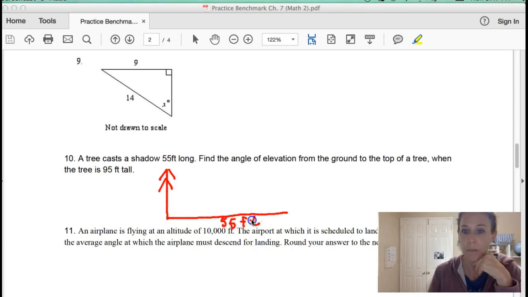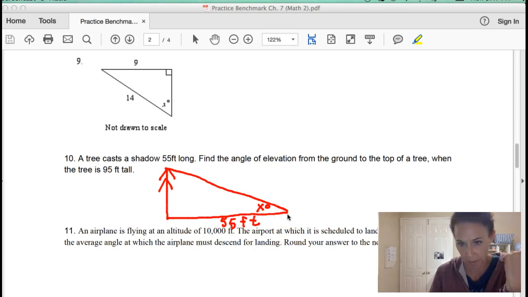And it says the angle of elevation from the ground to the top of the tree. So if I'm here at the ground to the top of the tree, we need to find that angle of elevation. So we'll call it x degrees. This would be if I was at eyesight with the ground. So I'm not a little person sticking up where I have to add to the top. It's just from the ground. So if I was laying on the ground, maybe in the eyesight to the top of the tree. And it says the tree is 95 feet tall. We want to find that angle of elevation.